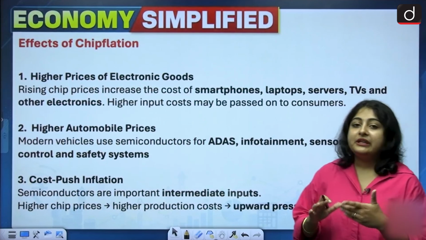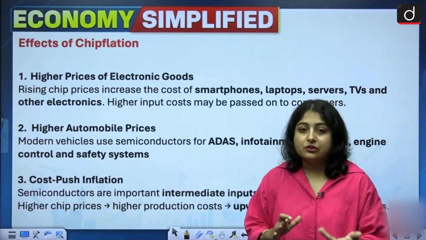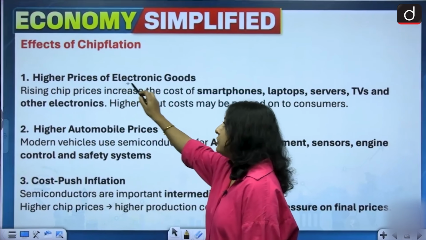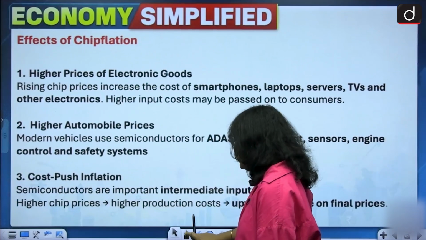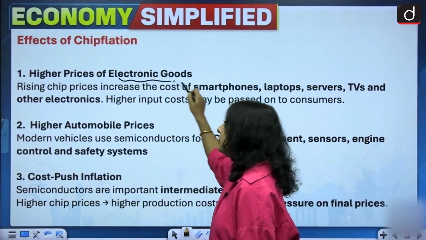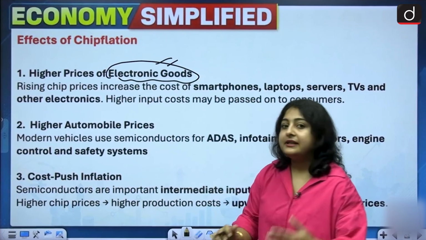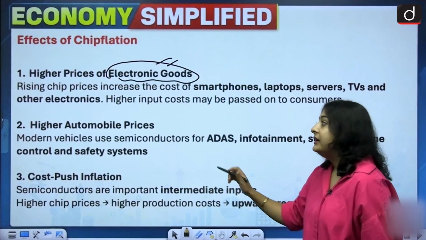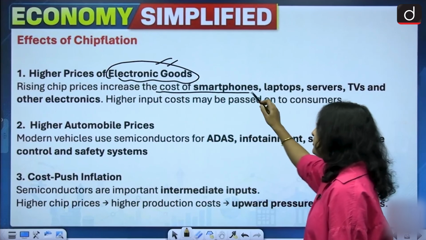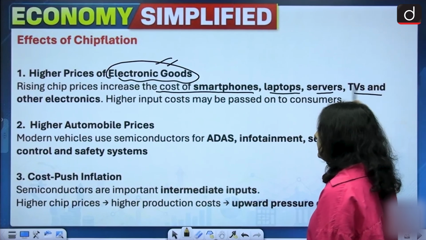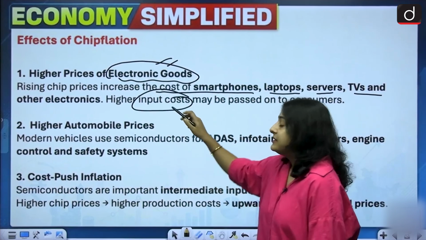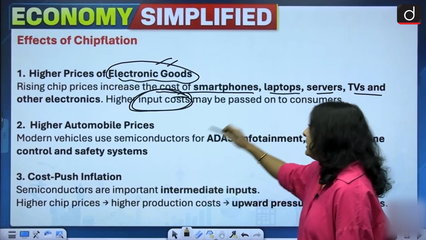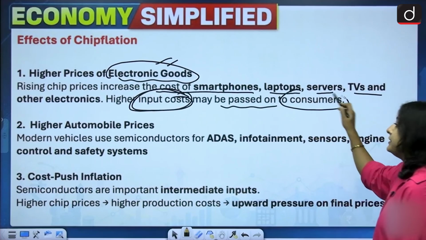Now let us talk about the effects of chipflation. What are the effects of chipflation? The first effect is higher prices of electronic goods. The prices of electronic goods have increased, and that is what we are currently witnessing. India is currently witnessing chipflation. Rising chip prices increase the cost of smartphones, laptops, servers and TV. Since the semiconductor chip is an input, the higher input cost can be passed on to the consumers.